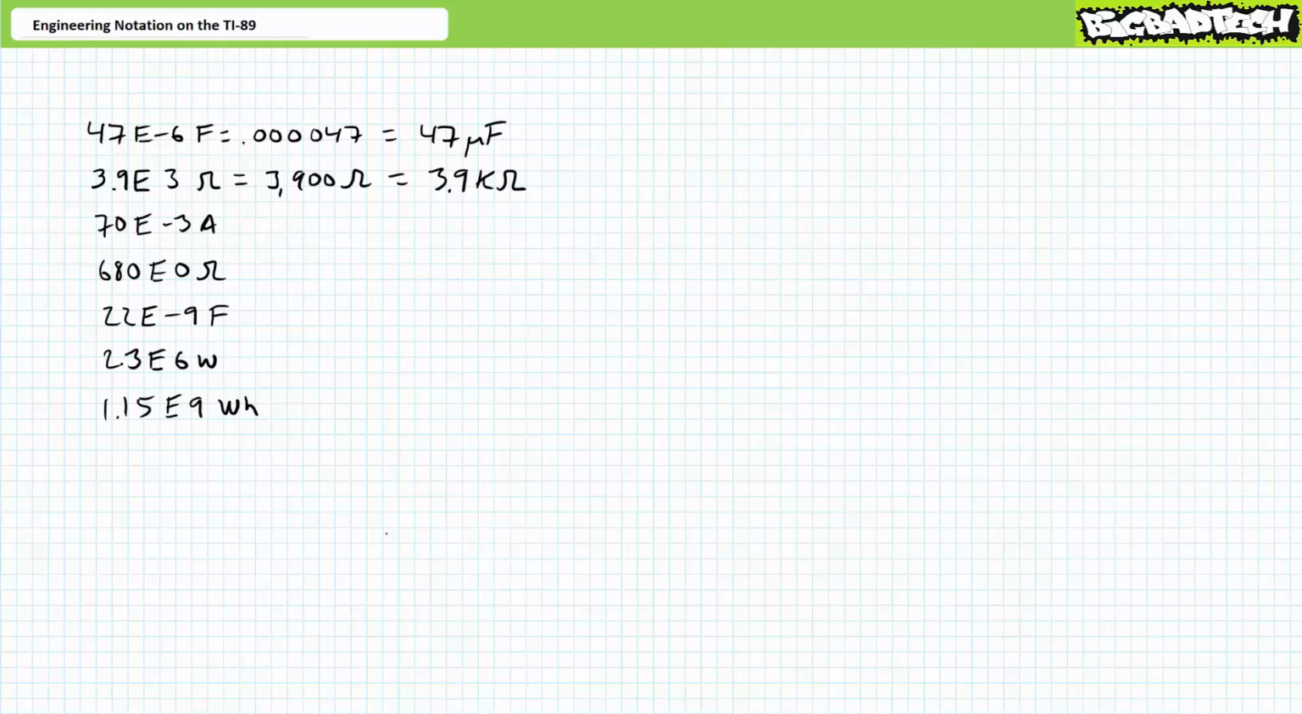is 3.9 kiloohms. 70e negative 3 means take 70 and multiply it times 10 to the negative third, or 0.070 amps. The engineering prefix associated with 10 to the negative third is a milli, so it's more appropriately expressed as 70 milliamps.